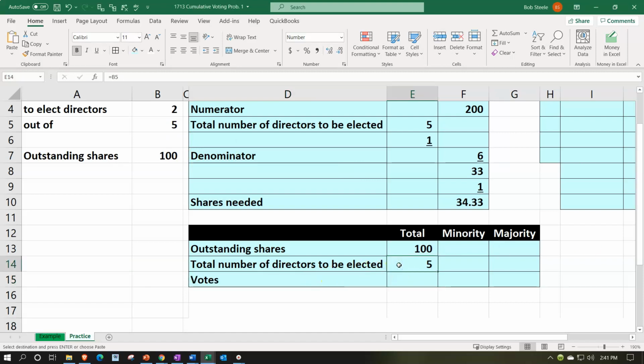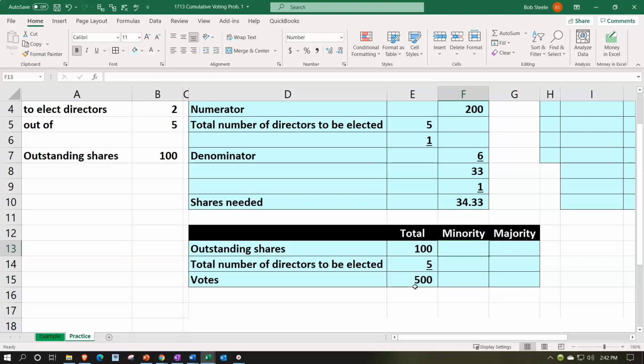We're imagining we're the underdog, we're the minority, and we want to get some people in there. So we've got the 100 times 5, that's the total amount of votes that are available. We're going to pretend that all votes are going to be counted and that we're going to concentrate our votes in the best way we can, to lock down as many directors as we can guarantee to lock down.